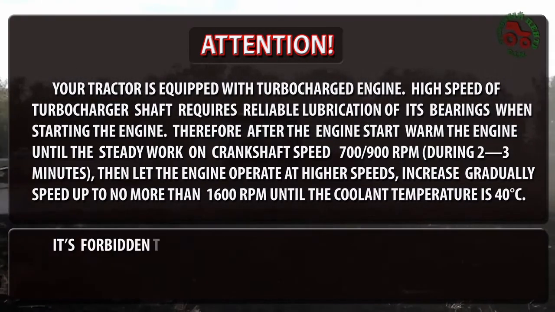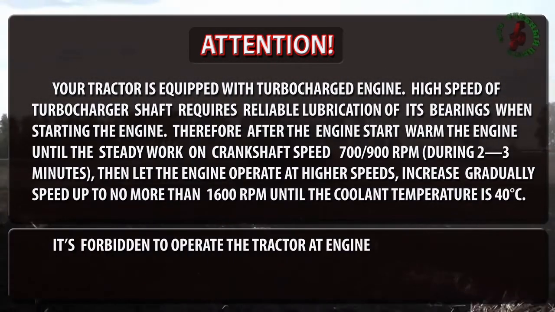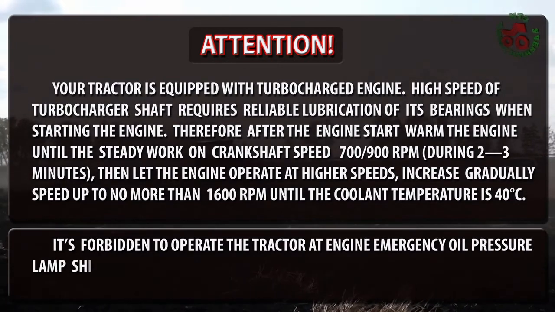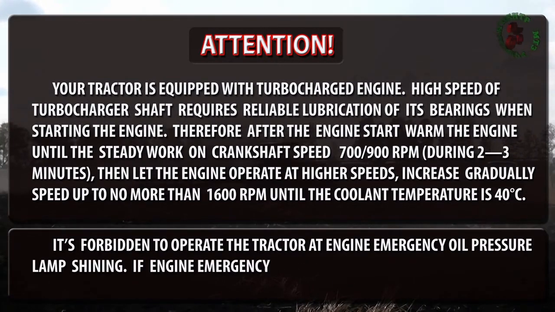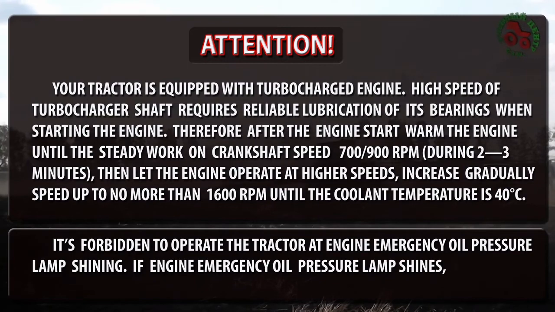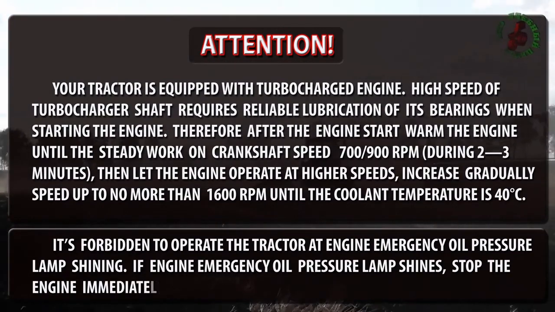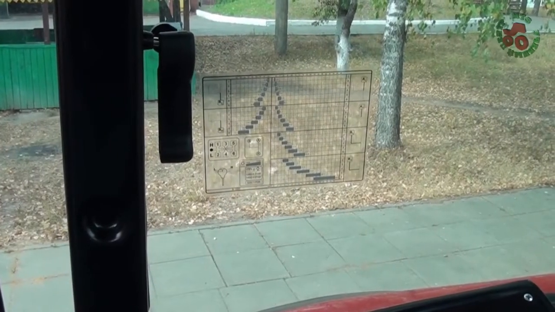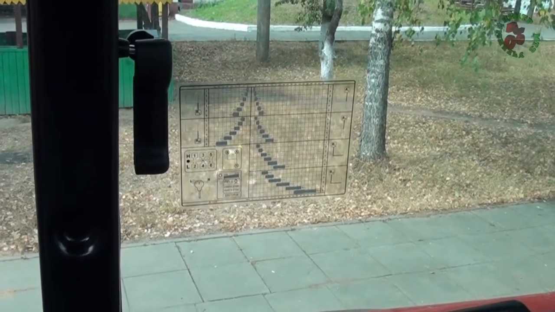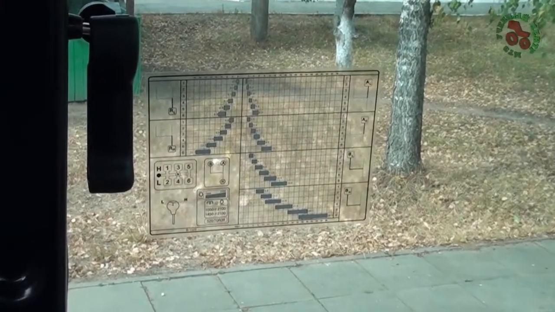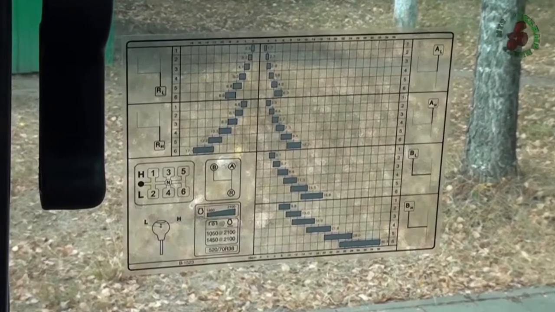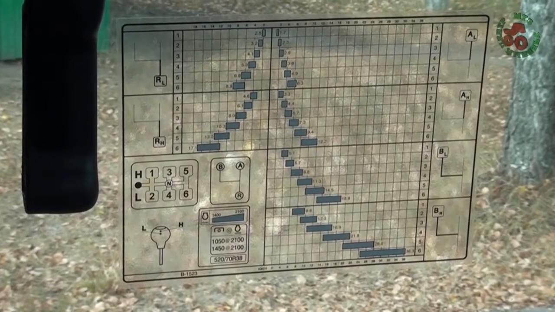It's forbidden to operate the tractor with the engine emergency oil pressure lamp shining. If the engine emergency oil pressure lamp shines, stop the engine immediately. Before movement start, find the required range and speed on the speed diagram, which is necessary to switch on to get the right speed of motion.